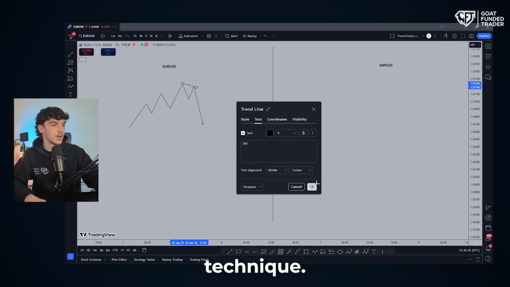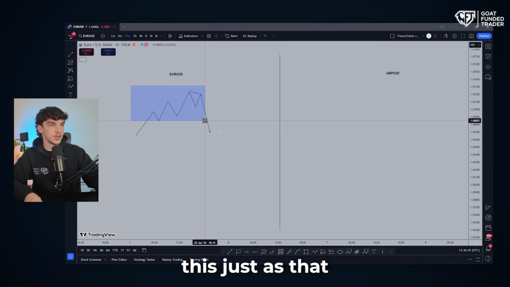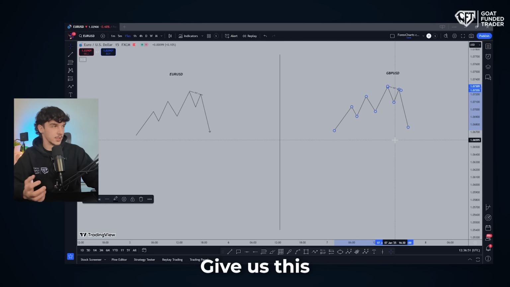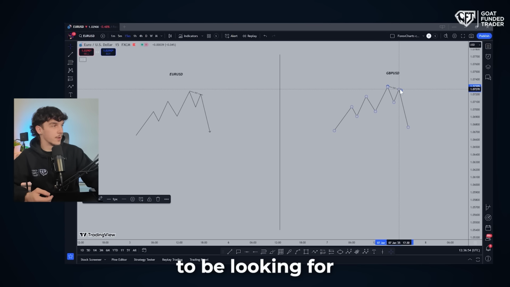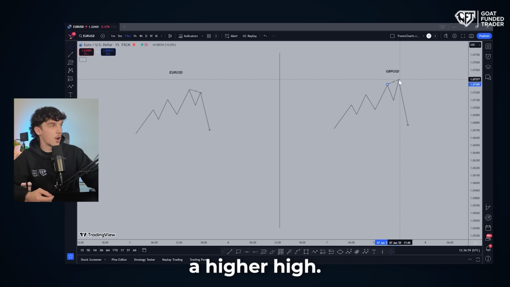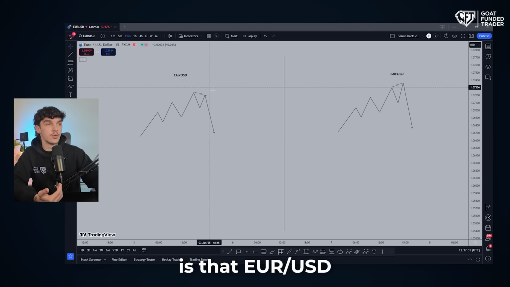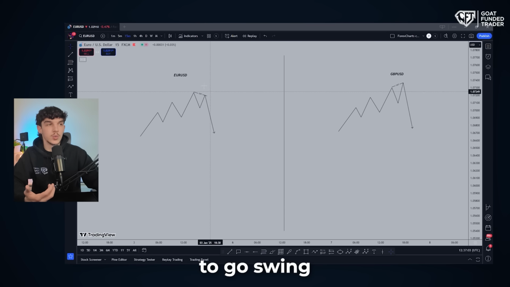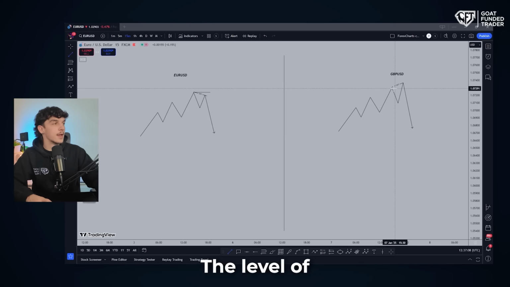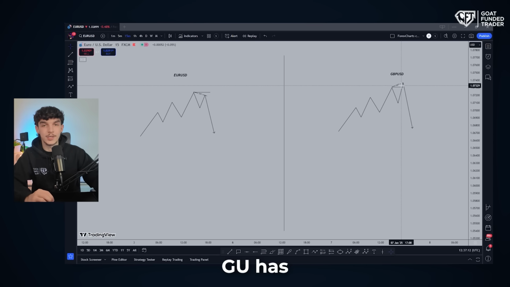So, smart money technique. What we're going to do is copy this just as that, as they are correlated, but we want to see a non-correlation give us the smart money technique that we're looking for. So what we're going to be looking for is GU or EU, and again, this can be inverted, to create a higher high. What this is telling us is that Euro USD has not needed to go and sweep a level of liquidity. The level of liquidity is at this point of interest here. And as you can see in this example, GU has swept that liquidity.